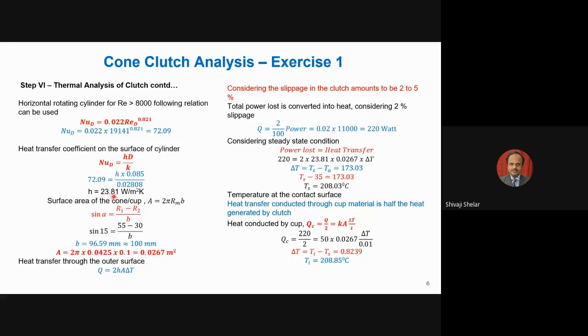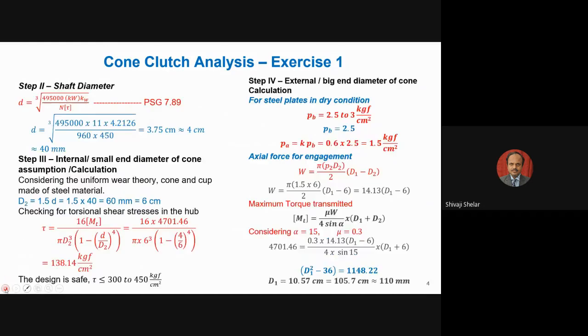Okay, so we have evaluated the heat transfer coefficient. I am assuming the heat transfer coefficient on the external surface and internal surface is the same. Actually, it is different, but we can assume negligible thickness, and we can assume h is equal to 23.81 on the external surface as well as the internal surface. What is external and internal? Let's see it in the diagram.